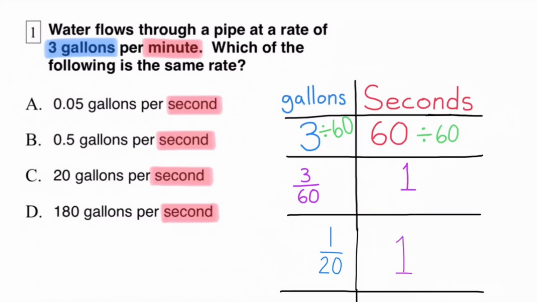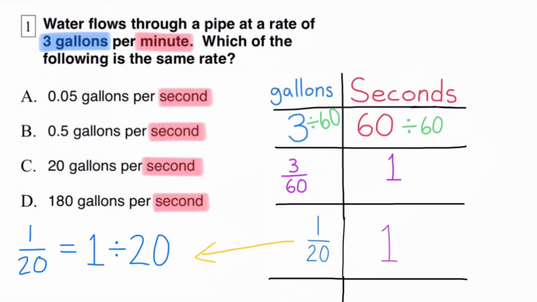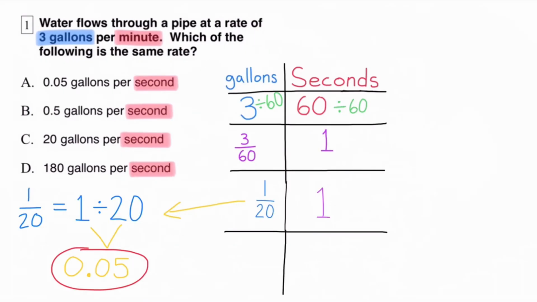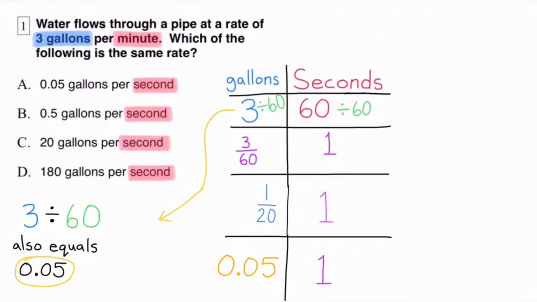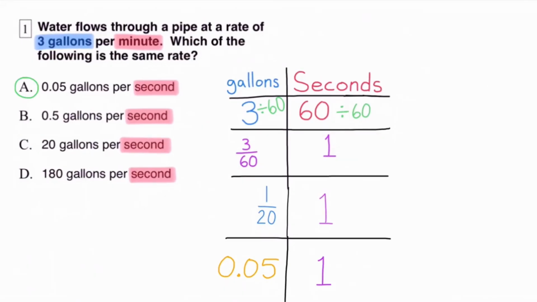Now I noticed that 1/20th of a gallon isn't any of our choices. 1/20th is the same as 1 divided by 20. 1/20th, or 1 divided by 20, equals 5/100ths, or 0.05. 1 divided by 20 would be the same as 3 divided by 60. So 3 divided by 60, or 3 over 60, also equals 5/100ths. 3 gallons per minute is the same rate as 5/100ths gallons per second. So I would select A, 5/100ths gallons per second.